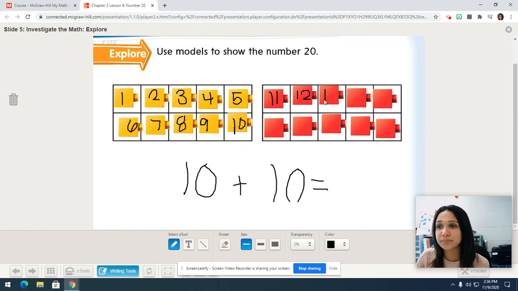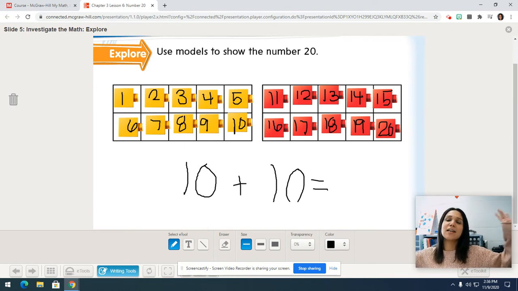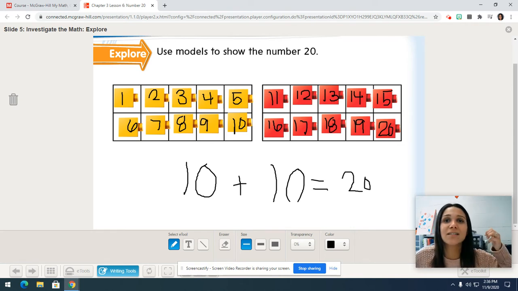11, 12, 13, 14, 15, 16, 17, 18, 19, 20. We finally made it to 20. A 2 and a 0, and that makes 20. Say that with me. A 2 and a 0, and that makes 20. Good job, boys and girls.